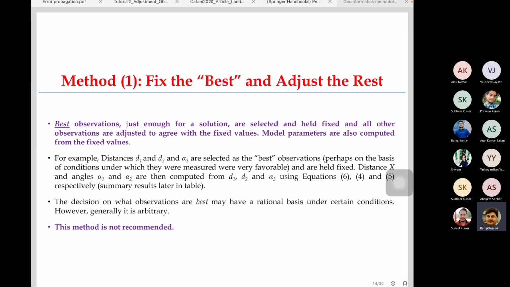So that's true. Anything which doesn't have a mathematical basis, you cannot go ahead with it. Just because the staff is well trained or favorable conditions are there, you cannot choose something as best. You have to prove it.